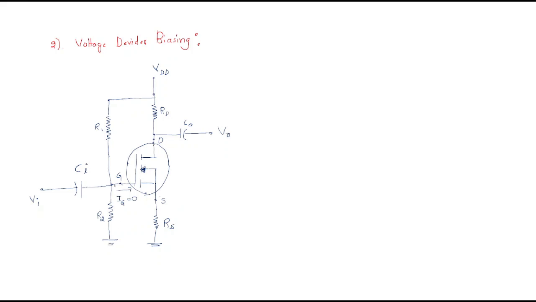These two resistances are useful to divide the biasing voltage. That's why it is named the voltage divider biasing. Keep in mind, always the gate current is 0.